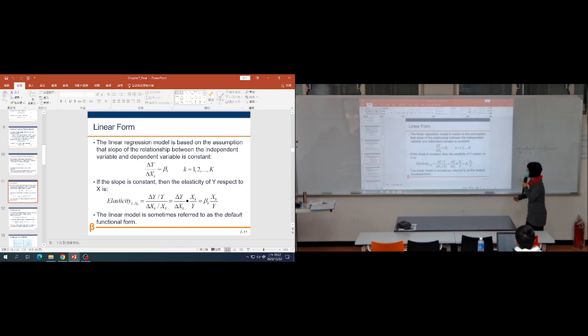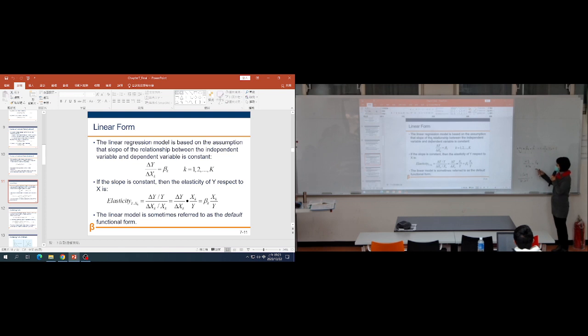So the meaning of elasticity becomes: a 1% increase in x1 causes a beta percent increase in variable y. This is what we call the meaning of elasticity. So in terms of measurement units, it's 1% instead of 1 measurement unit. Do you understand what I'm saying here?